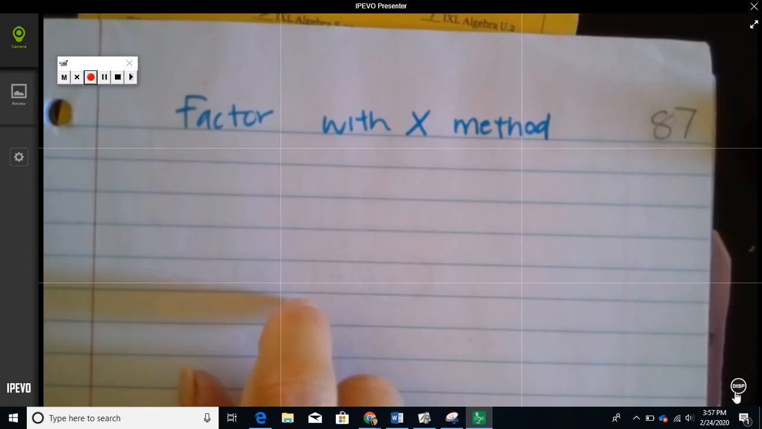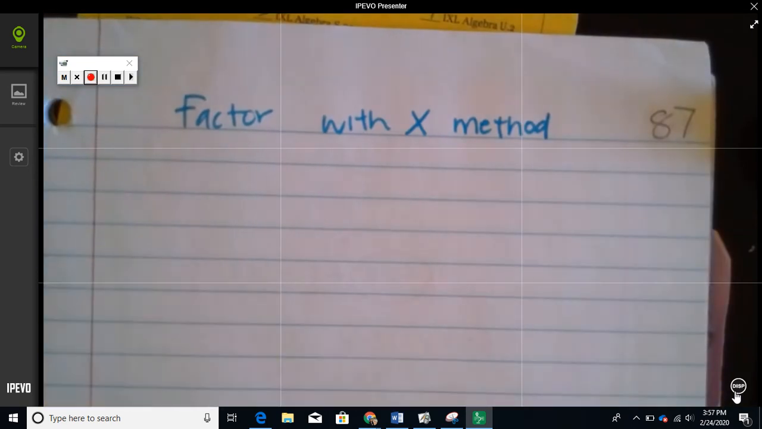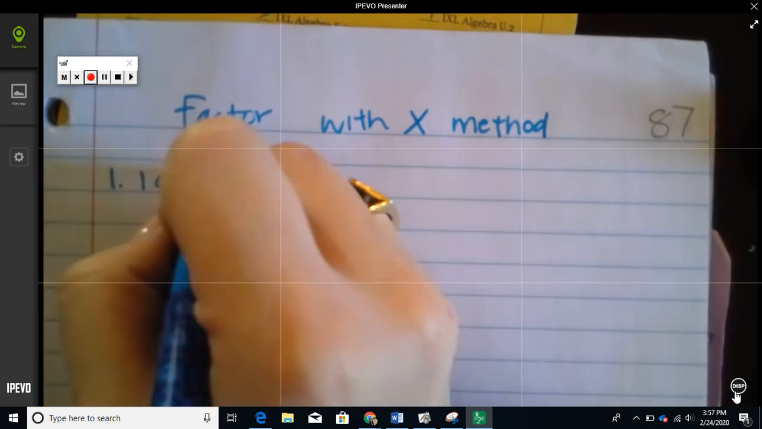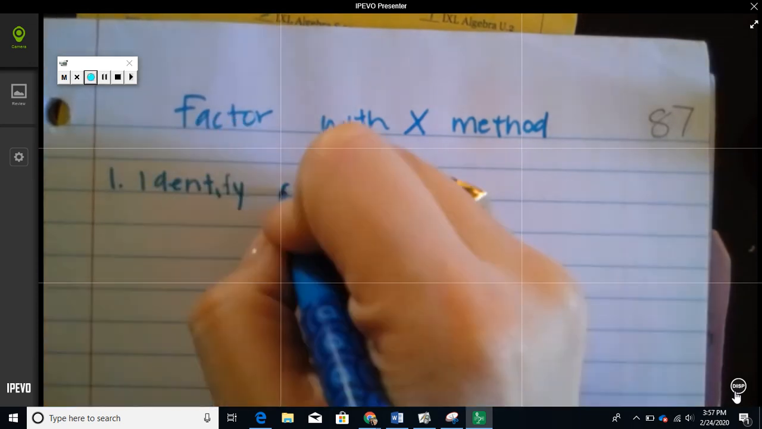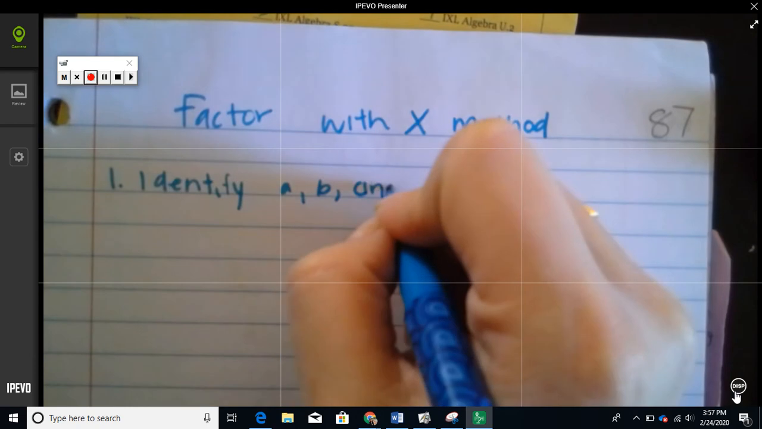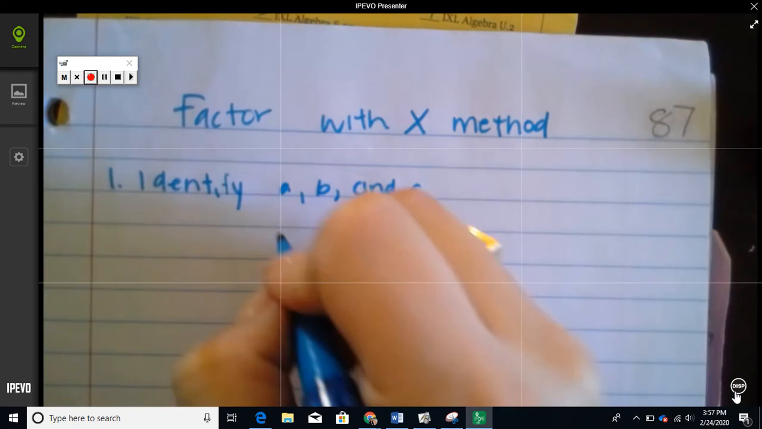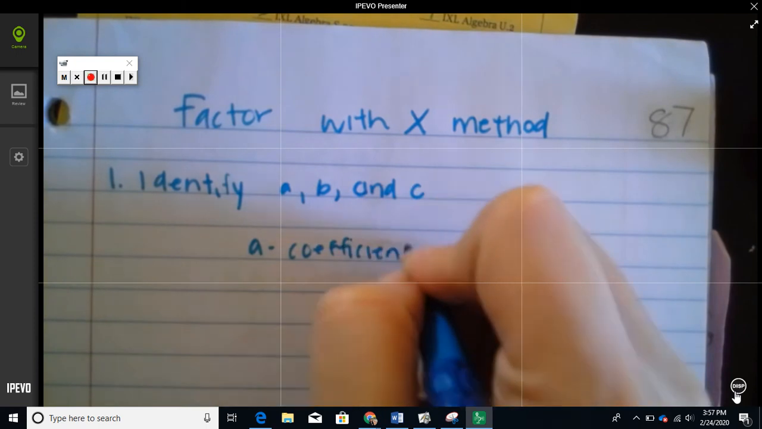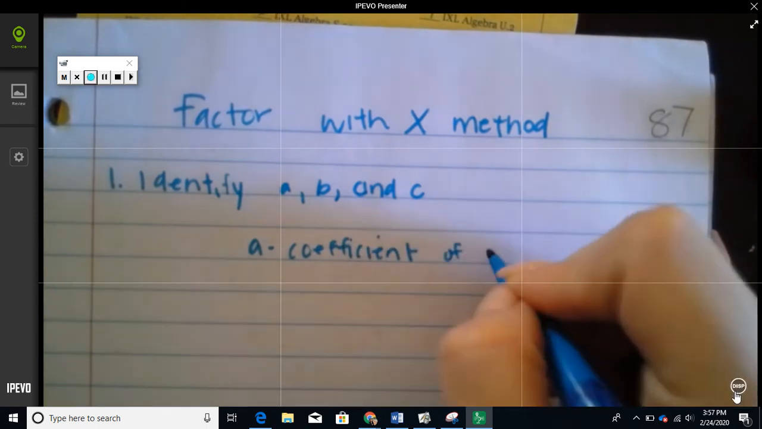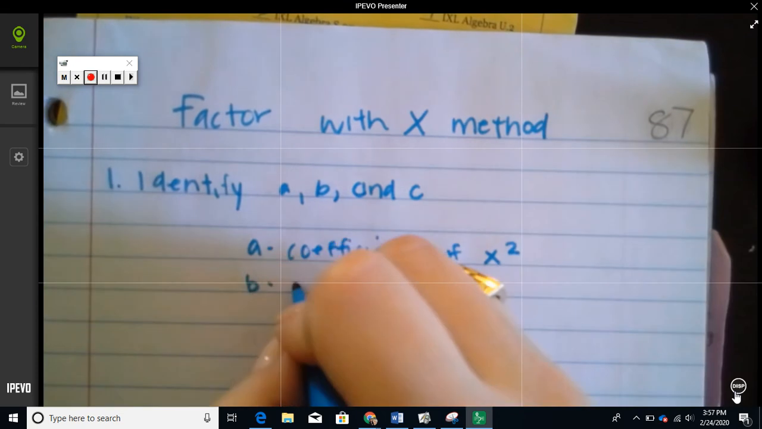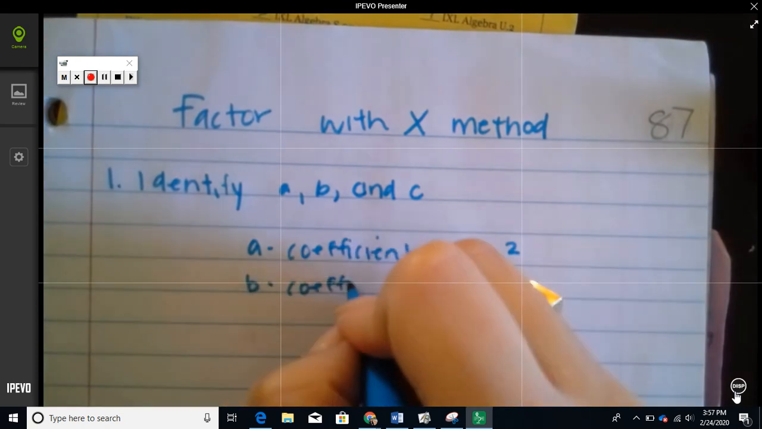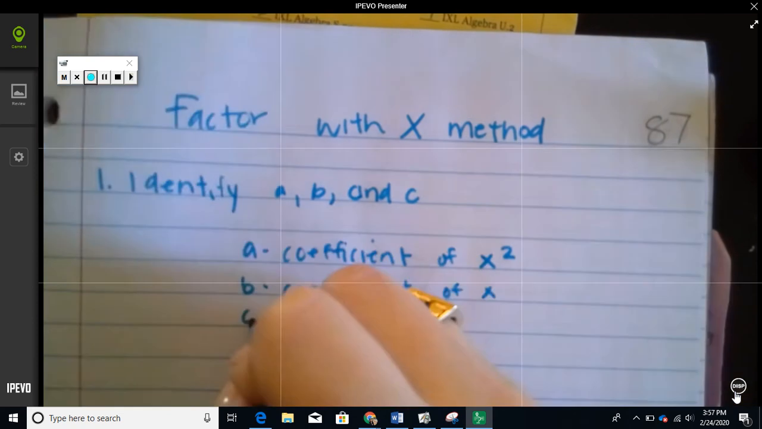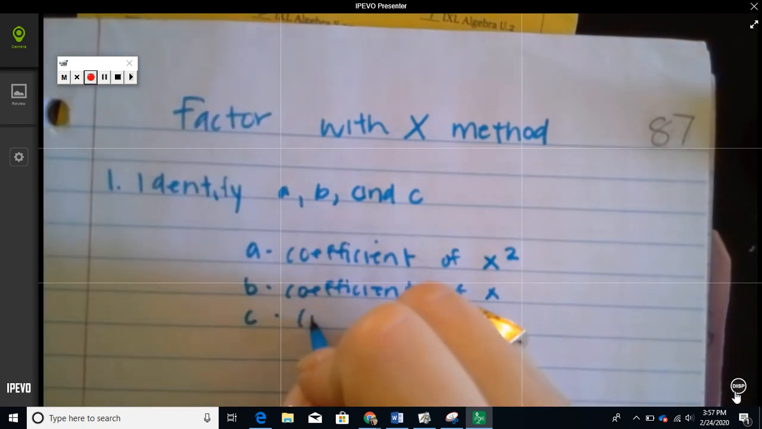Alright, so the first thing you want to do for this one is you need to identify A, B, and C. So how you do that is A is the coefficient, that means the amount of x squared. B is the coefficient of x, and C is the number without x or y.